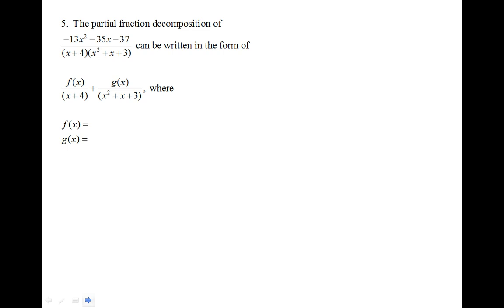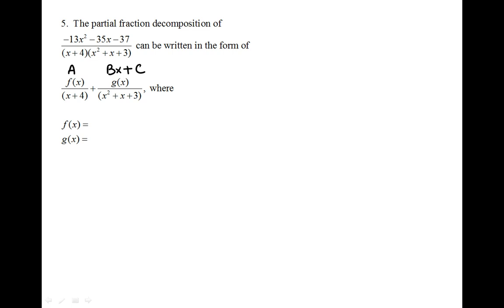There's 2 more to do. Okay, so once again, this has been factored for you. Once again, they're wanting to know what your f of x is, which is going to take the form of a, and your g of x, which is going to take the form of bx plus c. And that's nice that they've already factored this for us.